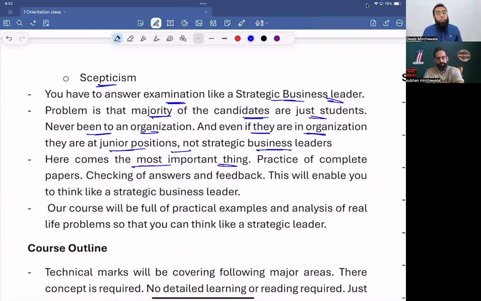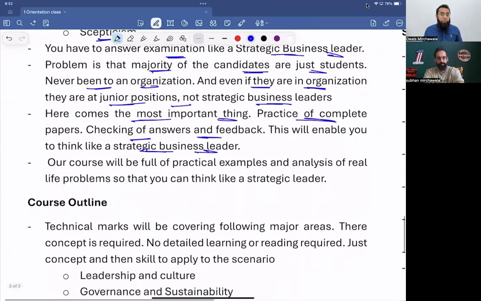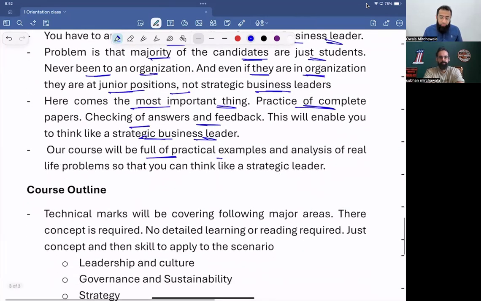Here comes the most important thing. Practice of complete papers, checking of the answers, feedback. We will train you to think like a business leader. A course full of examples, a lot of analysis of real life problems so that you can think like a business leader. You look at the case studies of how successful businesses of one time are suffering nowadays, or some of them just closed.